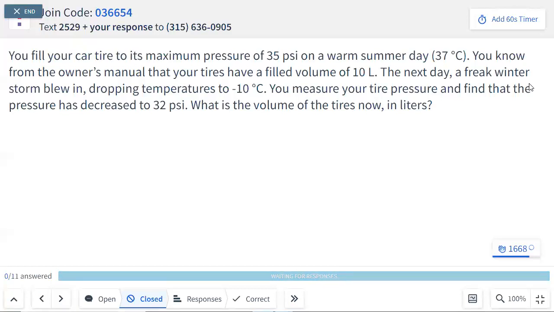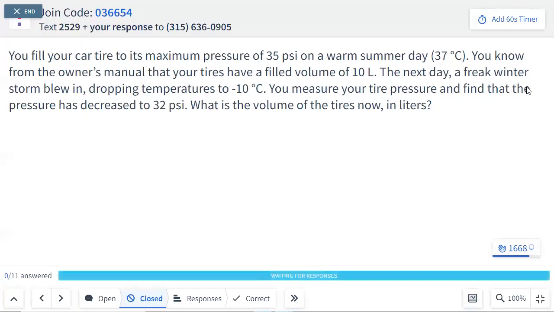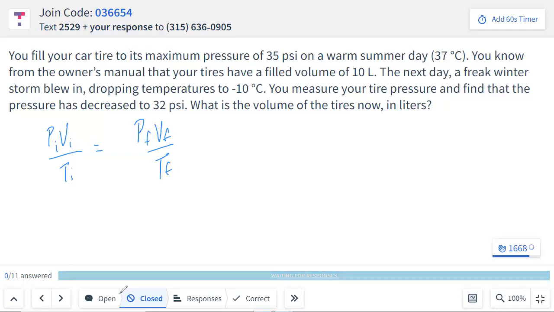Well, to answer that question, we need to apply the combined gas law. And there's our combined gas law right there: Vi times Pi over Ti is equal to Vf times Pf over Tf. We just have to identify what those parameters are.